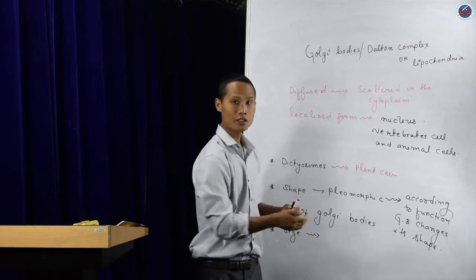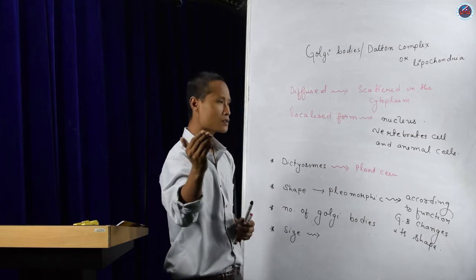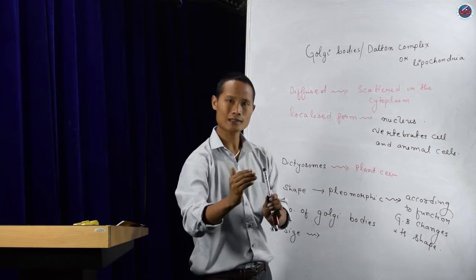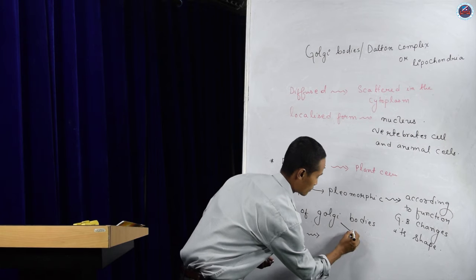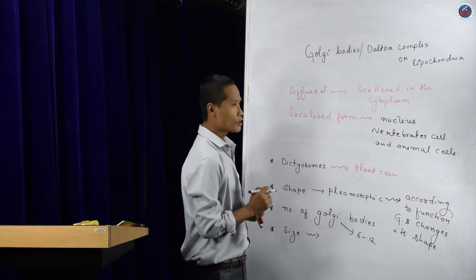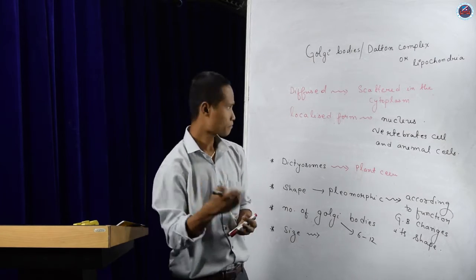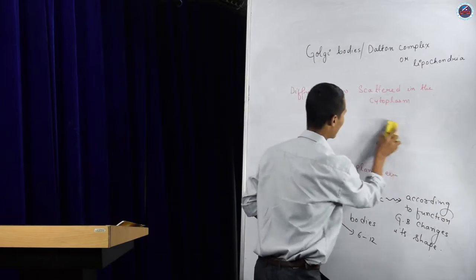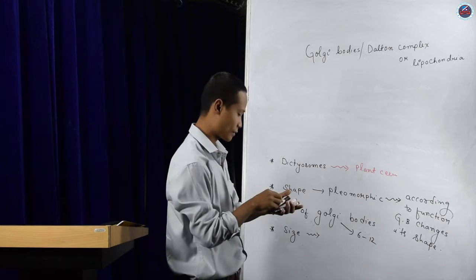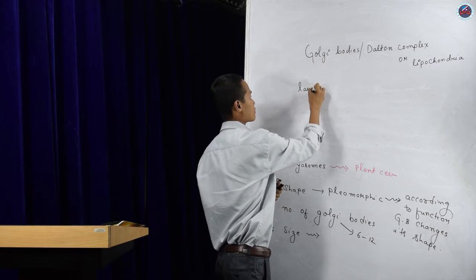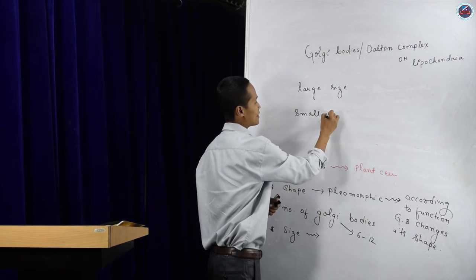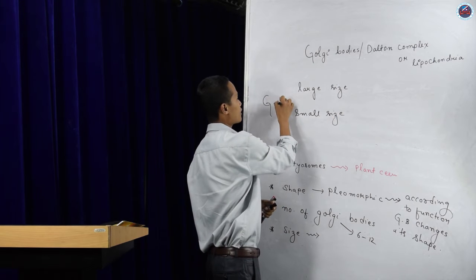Now, there is variation in the number of Golgi bodies. In every animal cell, you will find at least one Golgi body, whereas in plant cells you will find around 6 to 12. Then, considering the size of the Golgi body, some are small in size and some are large in size.